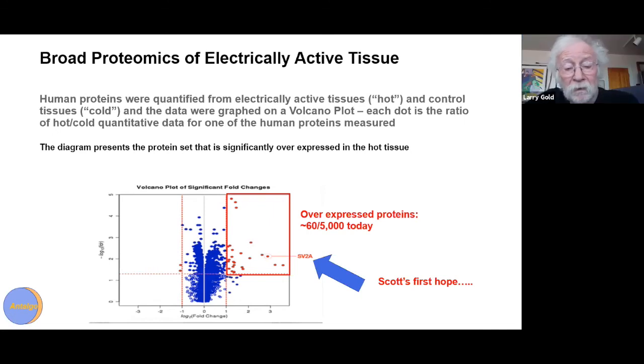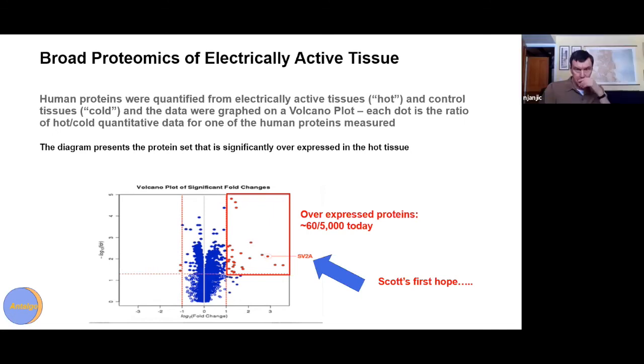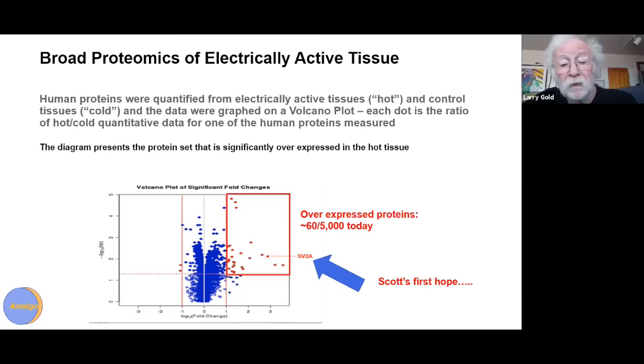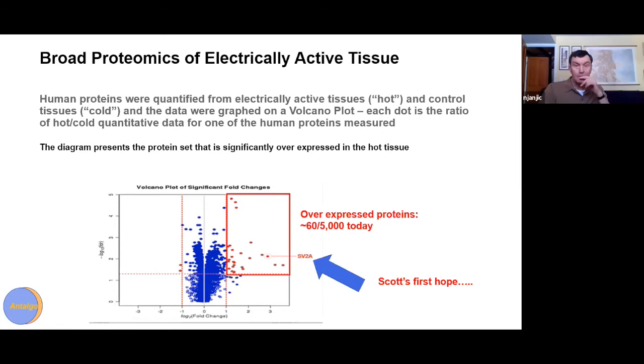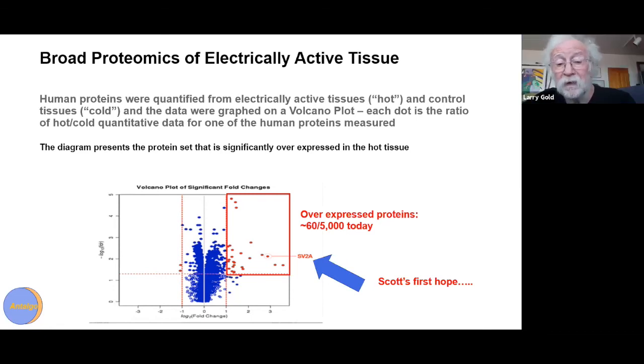And you see this little upper quadrant section in a volcano plot. These are the ratios. And you see a bunch of proteins that are overproduced significantly. And that number today, because we've run all these samples on the 5,000 plex, the number of proteins in that red box would be about 60. So you should remember that, 60. That's about right, plus or minus 1.